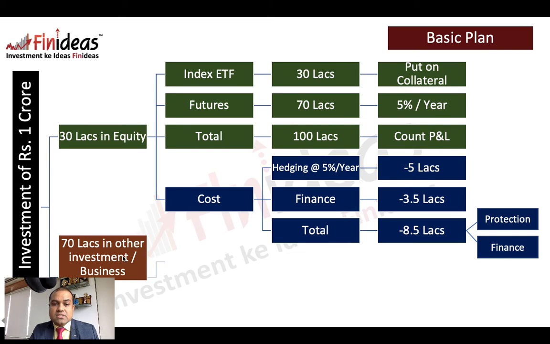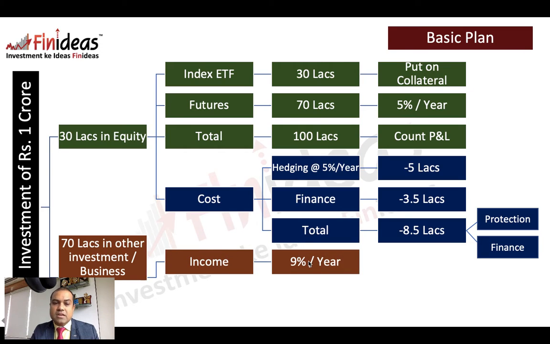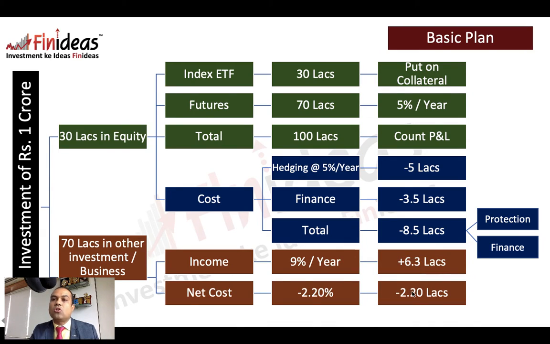So if you can generate a little higher return from this 70 lakh rupee fund, suppose you have generated 9% income, then indirectly you will have more interest income and less overall cost. So you can reduce this cost further by putting the remaining 70 lakh rupee fund to work more smartly. So the theme of the basic plan is to invest the remaining 70% fund somewhere else.